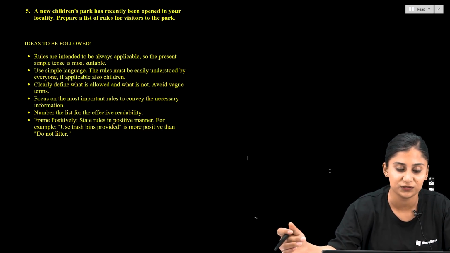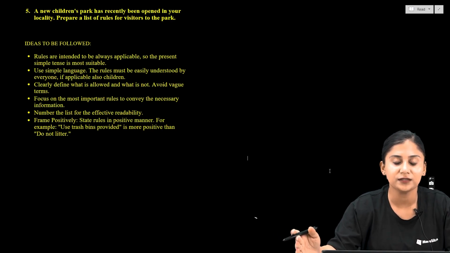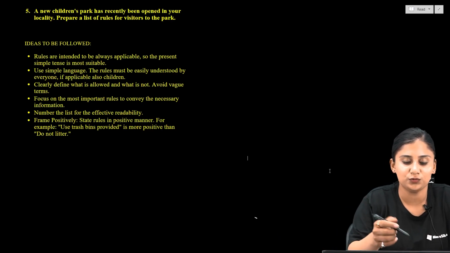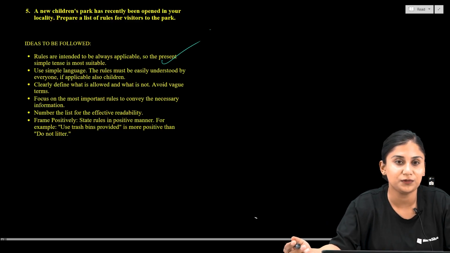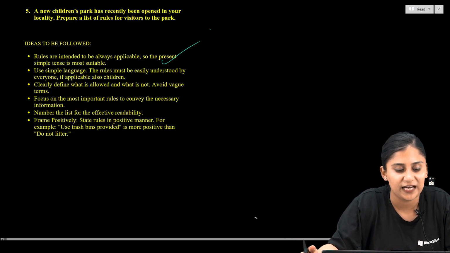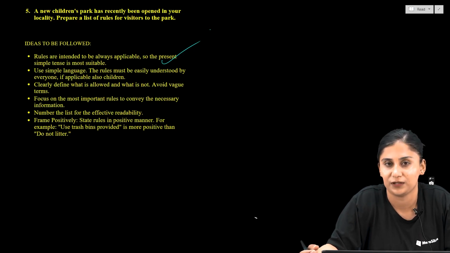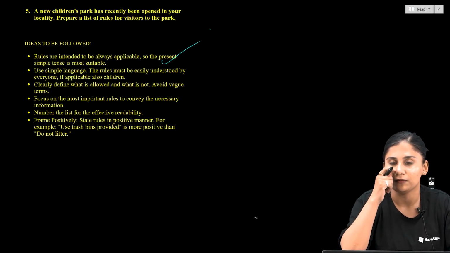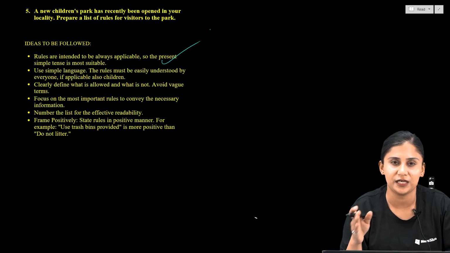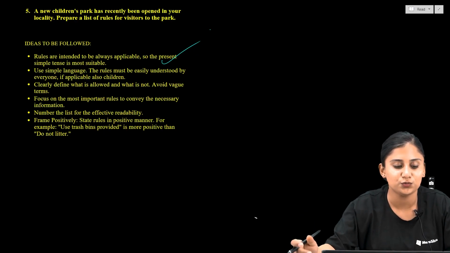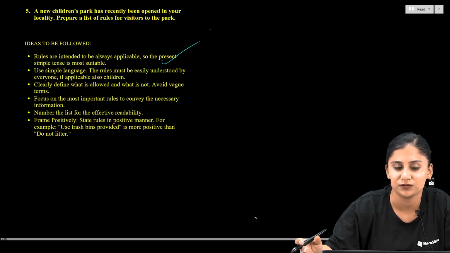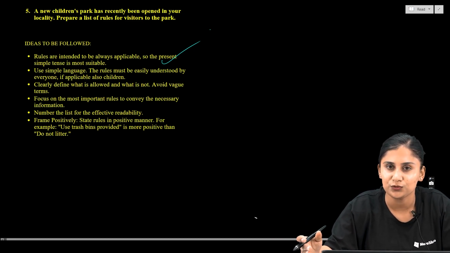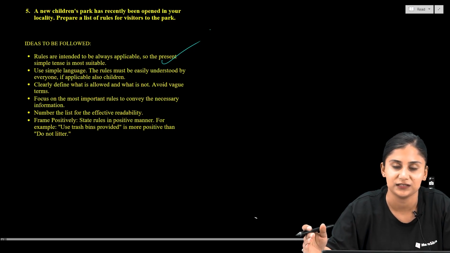And the first and foremost thing is you are supposed to write rules in the simple present tense. So why? The question might be why? Because rules are intended to be always applicable. It is not that we'll be following the rule only for a day or 2 or a month. So rules are intended to be always applicable. So because of this particular idea, we are supposed to write this in the simple present tense.